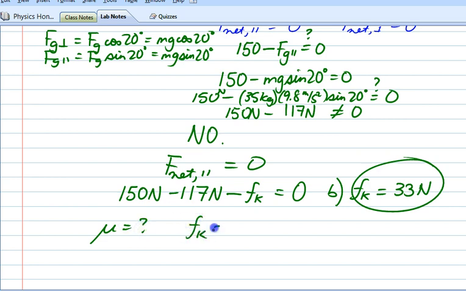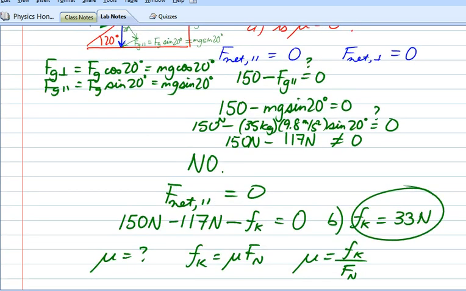The force of friction is mu times the normal force. So mu is kinetic friction divided by the normal force. Well, in this case, how do we find the normal force? We have to go back to the perpendicular forces, and we've done this before. F normal minus Fg perpendicular is equal to 0, or F normal is equal to mg cosine 20 degrees.